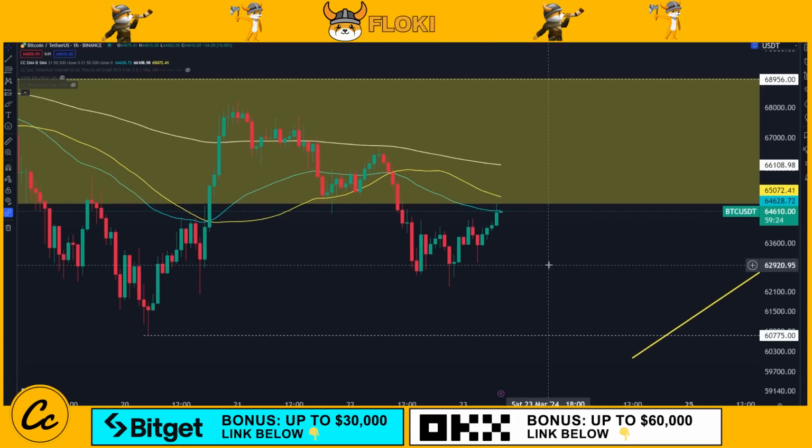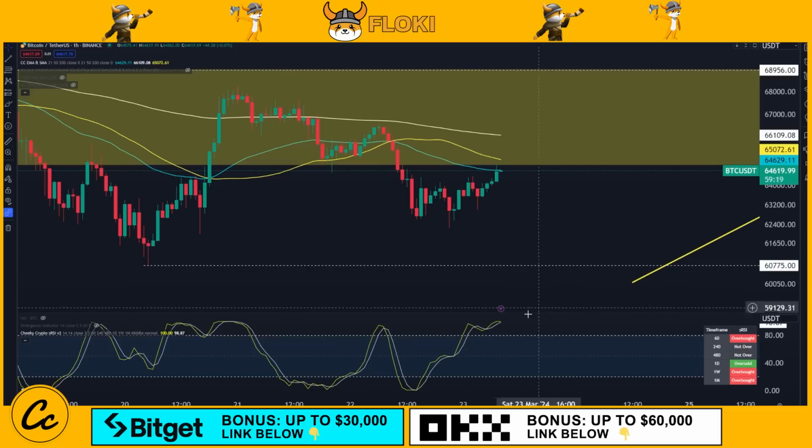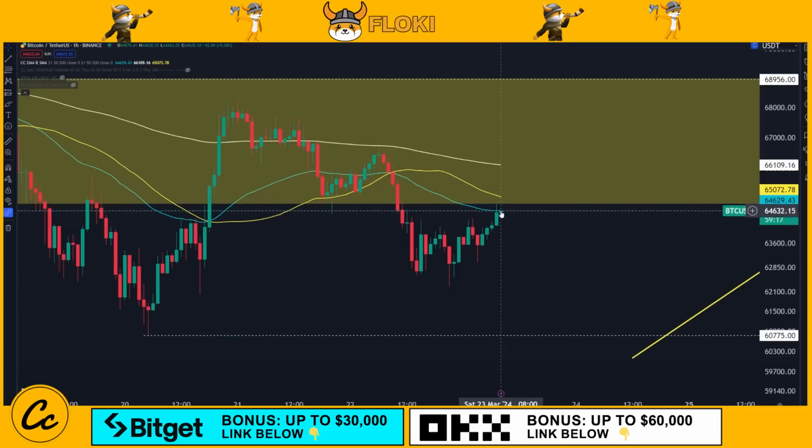So what's going on? Well, we obviously are in a bit of a bearish position with the stochastic RSI being as high as it is, with the price action currently being below the 200 EMA, the 50 SMA and the 50 EMA.